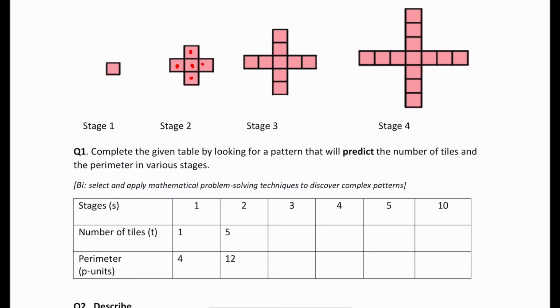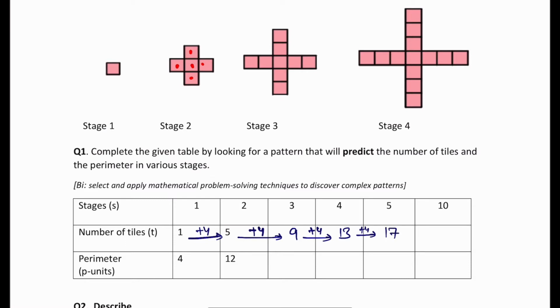In the first stage, the number of tiles was only 1. In the second stage, the tiles increased by 4. Again, it increased by 4. So every time we are adding 4 to get the number of tiles for the next stage. Plus 4, it will become 9. Plus 4, it will become 13. Again, add 4, you will get 17.